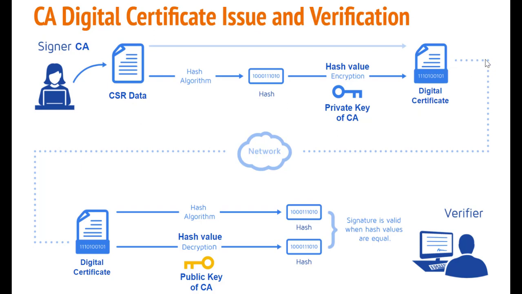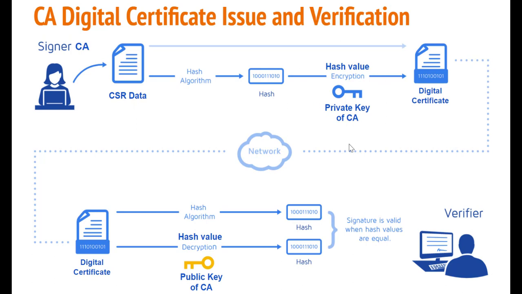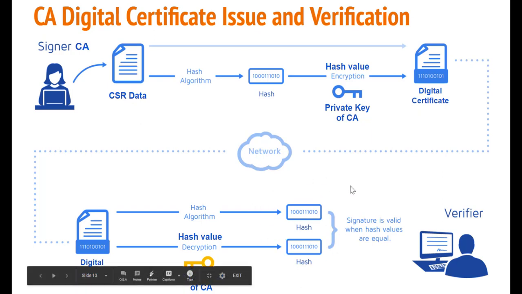Now the CA sends that digital certificate over the network to the requester, that means to the server from where the CSR request was raised. Once the digital certificate is received at the server end, it will be able to decrypt that particular digital signature and get that hash value using the public key which is stored with the browser of that particular server, because the servers will have the public key of the root certificate authority.